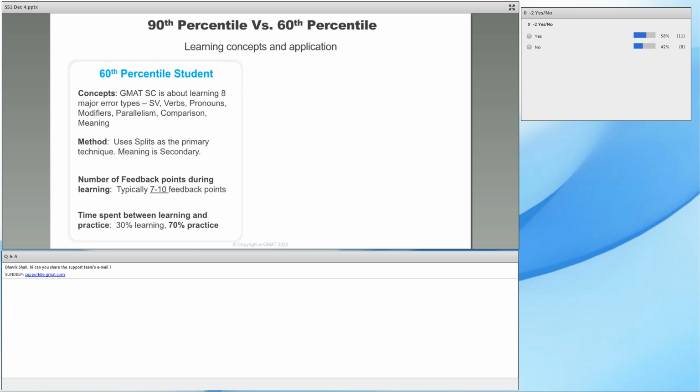Here is what else you really see. A 60th percentile student, when it comes to those 40 hours, spends about 12 to 15 to 18 hours learning. So 30% of that time is spent on learning and 70% of that time is spent on practicing questions. How many 60th percentile students in SC have spent more than half their time practicing questions? Let's refresh this poll once again.